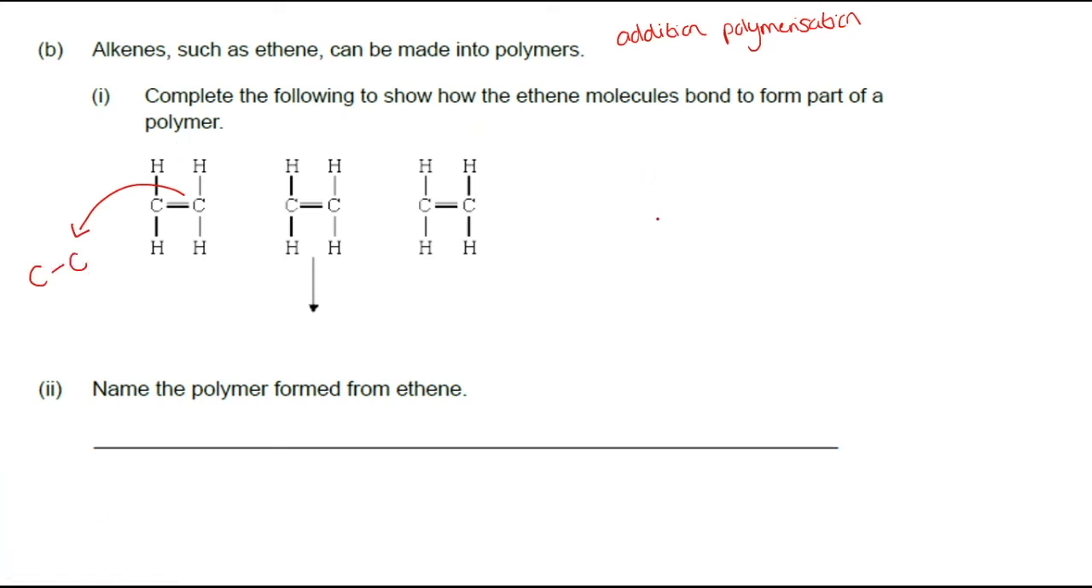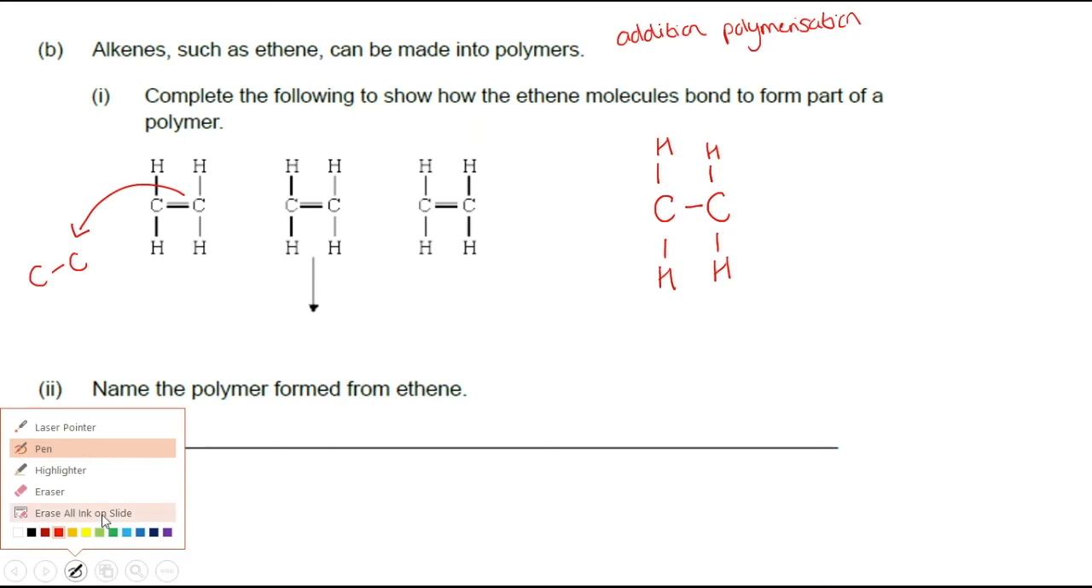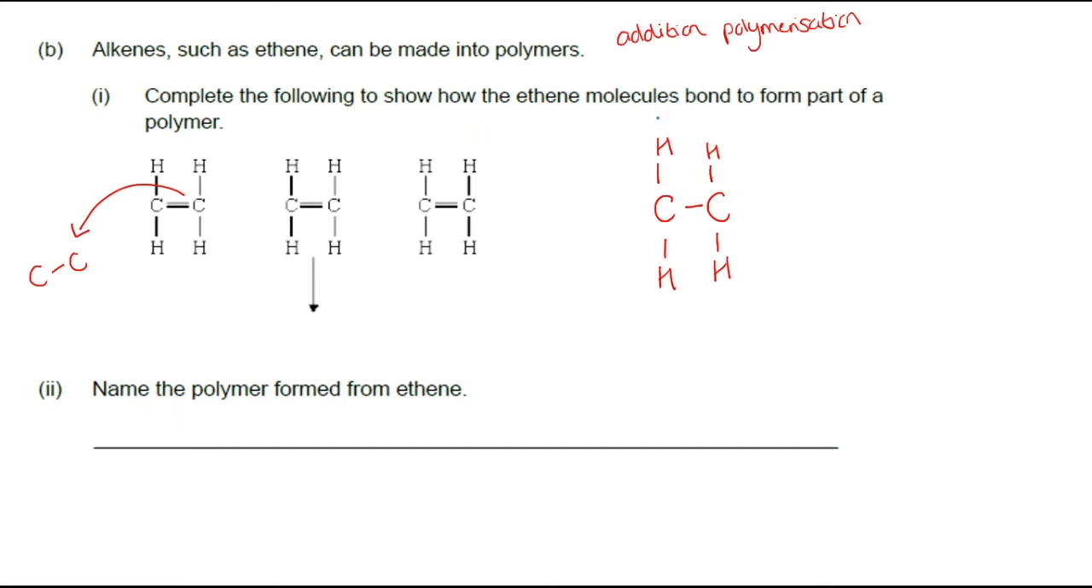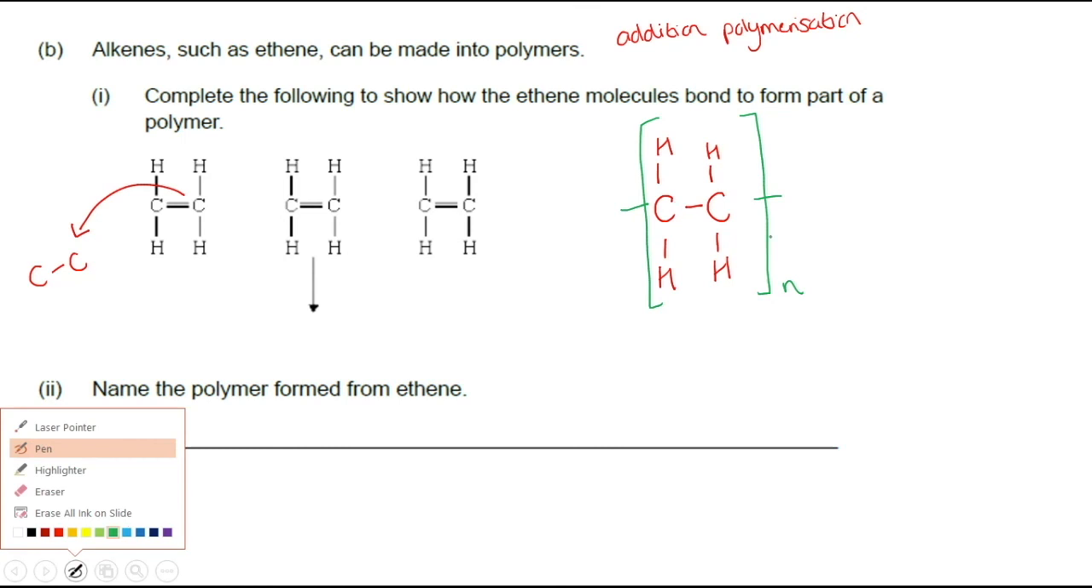So when I draw this, I'm drawing the repeating unit, okay? So I want to keep my carbons the same. I want to keep the hydrogens the same. And all I've done is draw the new repeating unit. And in your exams, they expect you to draw the repeating unit like this, and then you would put n here depending on how many repeating units there are. So that's your repeating unit.